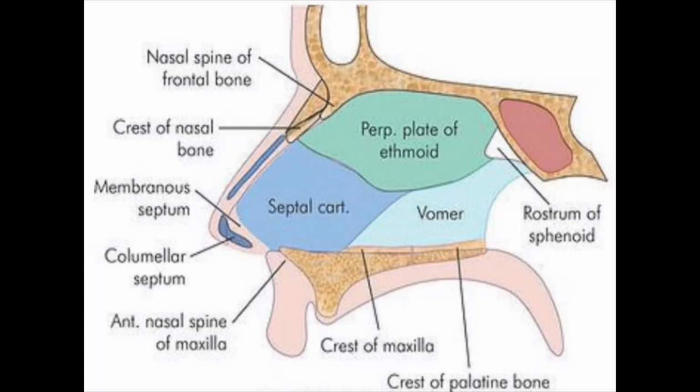There are some minor components as well. Right at the back is the rostrum of the sphenoid. On the dorsal aspect, that is the upper part of the nose, from behind forwards, there is the nasal spine of frontal bone and there is the crest of the nasal bones. It's important to remember here that nasal bones and bones in the nose are not the same thing. There are two nasal bones in the human body and there are many bones in the human nose. In fact, nasal bones are the most frequently fractured bones in the facial skeleton.